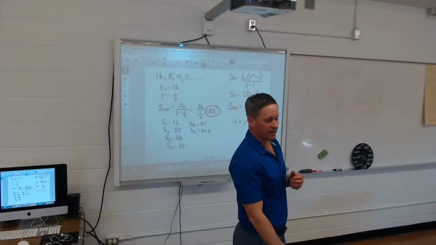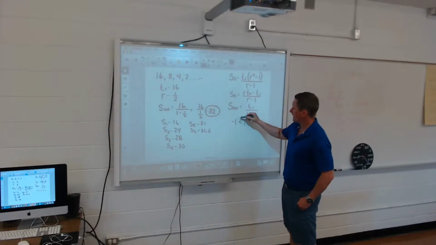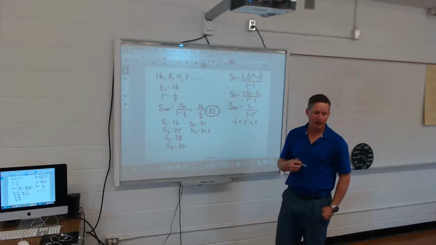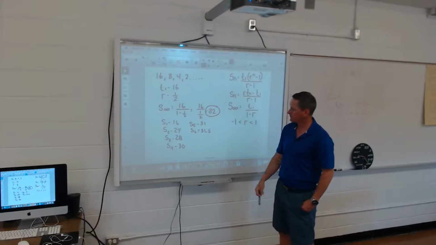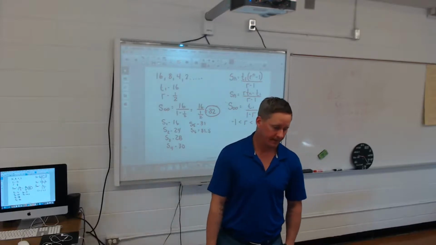That's what we call a convergent geometric infinite series. And that's because my r value is between -1 and 1. If my r value is a fraction, it's going to converge towards that. All right.